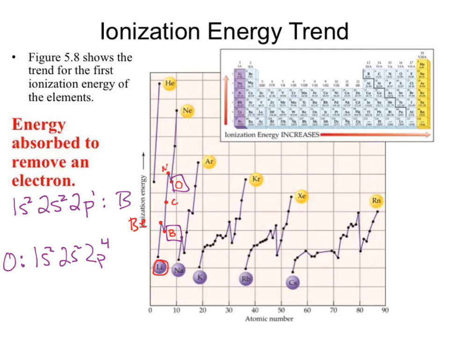What did we say was special about your p orbitals? Another way we could have written it out? 1s2, 2s2, 2px, 2py, 2pz. Why is that important? Put in your electrons. 2, 1, 1. What's important about that? I remove that one electron, what do I have now? Perfectly half-filled orbitals. Back to my symmetry. Okay? Symmetry plays a huge role when trying to predict the overall trends.